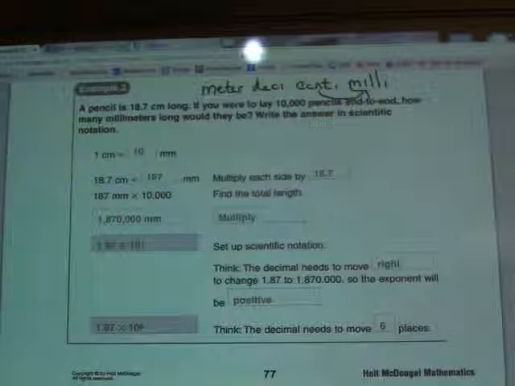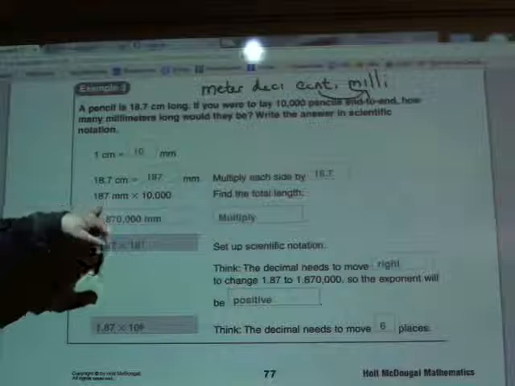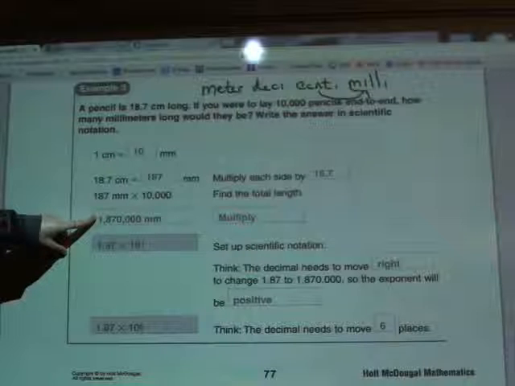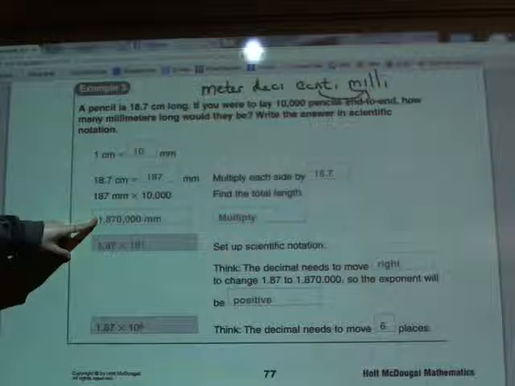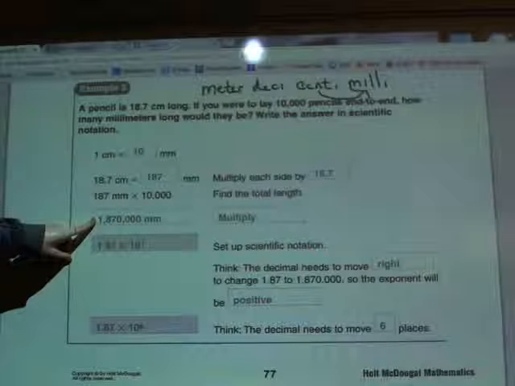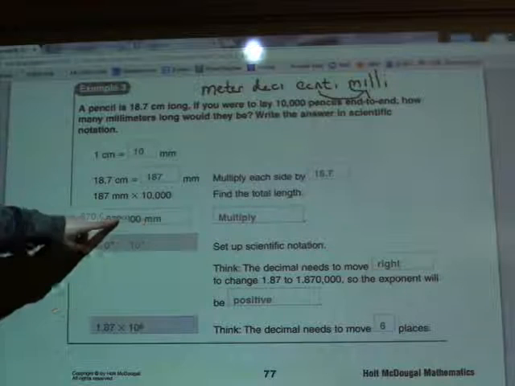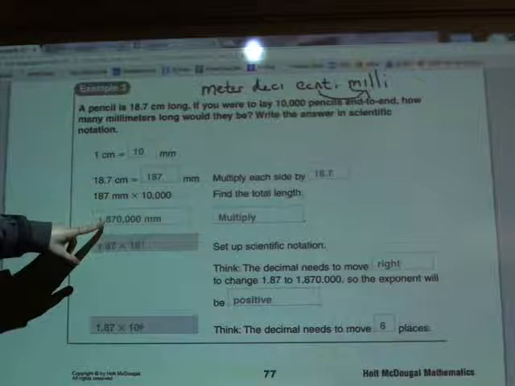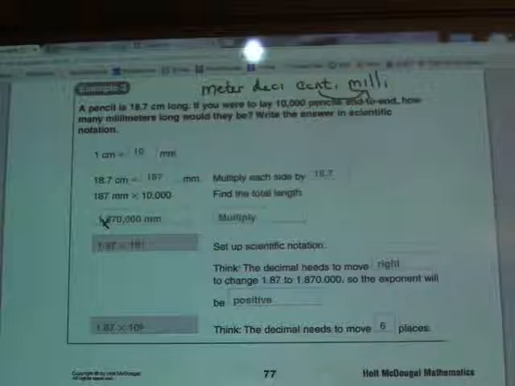Okay, but it's not just one pencil, it's actually 10,000 pencils. So we're taking this 187 millimeters and multiplying it by 10,000 for the 10,000 pencils. Well, when we do that, we get a solution of 1,870,000. And what we're going to do now is convert this into scientific notation using the same approach that we used earlier. So we're going to drop the decimal in here somewhere, so this becomes something between 1 and 10. Well, we know that that is between the 1 and the 8, because 1.87, or 1.870, or however you want to write it, is indeed between 1 and 10.